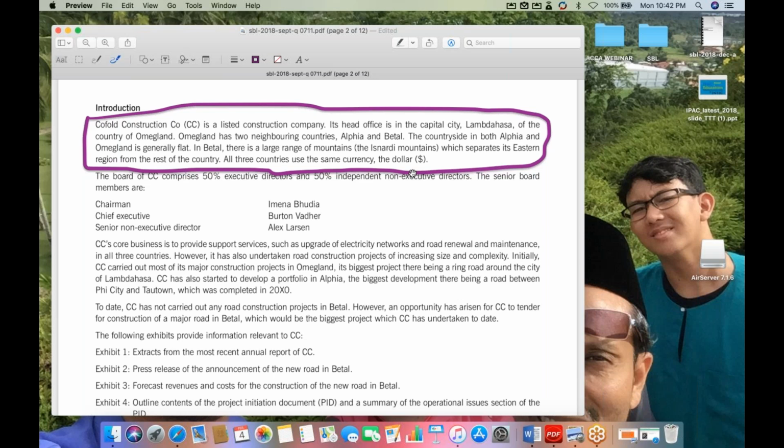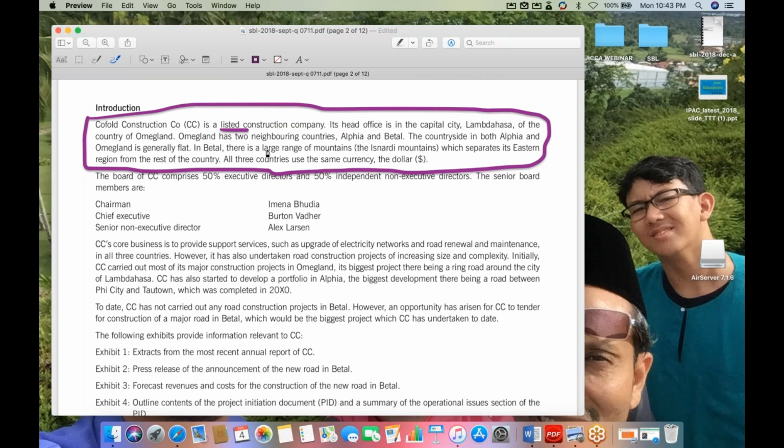What do you think? This is a listed construction company. So they're actually giving you the, what does listed construction company mean? What do you think it means? Listed construction company. All right.